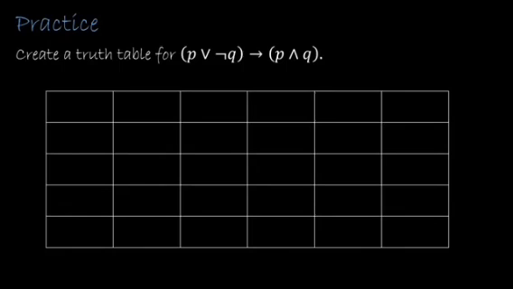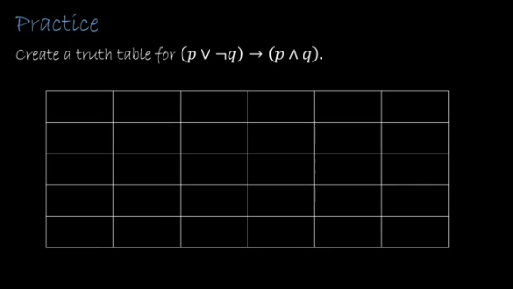Here's one practice for you to do. I'd like you to create a truth table for the implication if P or not Q, then P and Q. So I'd like you to press pause and actually try the whole table. Obviously, I've given you the number of rows and columns that you will need. Once you are done, press play to see how you did.